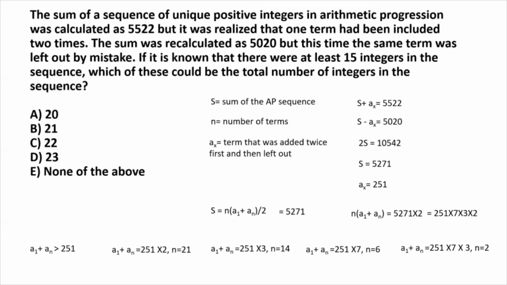Now it is given that this sequence should have at least 15 integers, right? So we can rule out all the values of n that are less than 15, which makes the only admissible value of n in this case 21. So the correct option would be option B, which is 21.